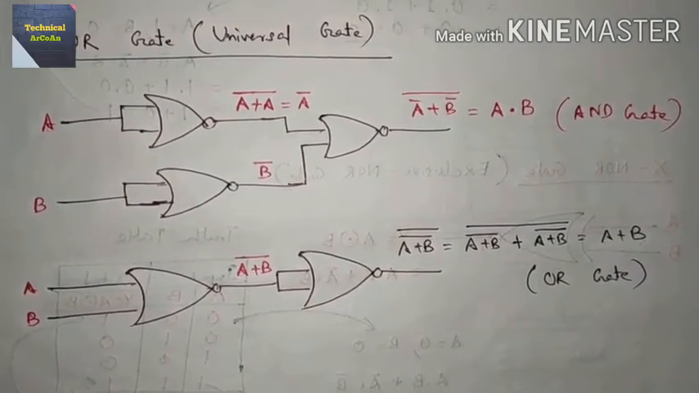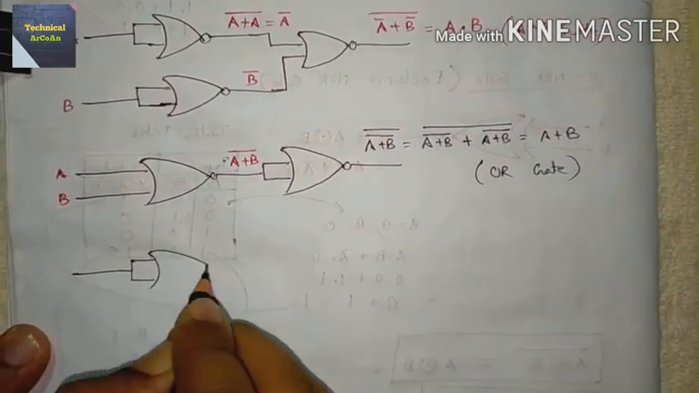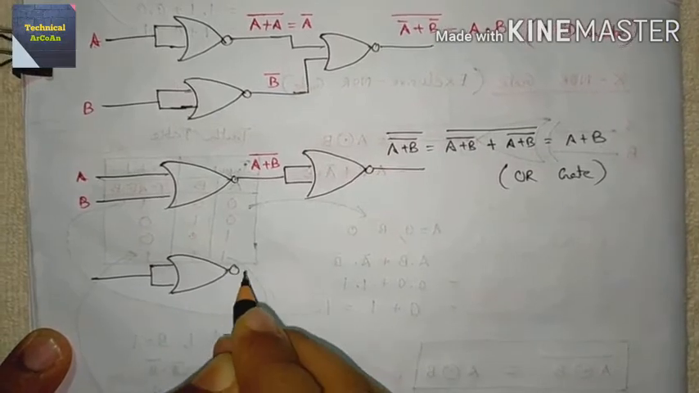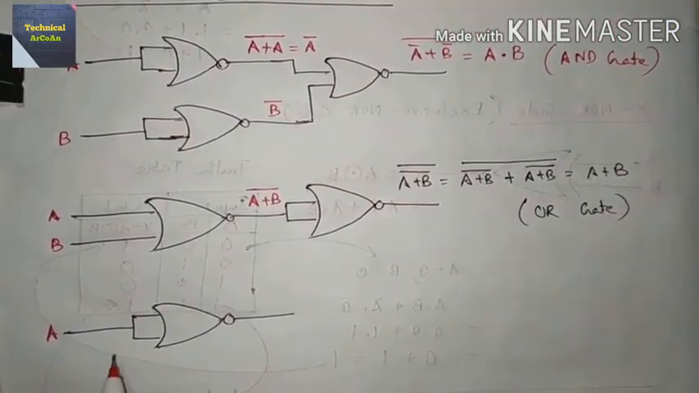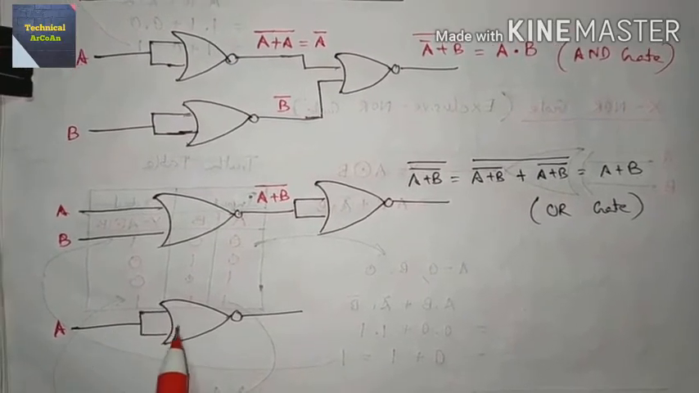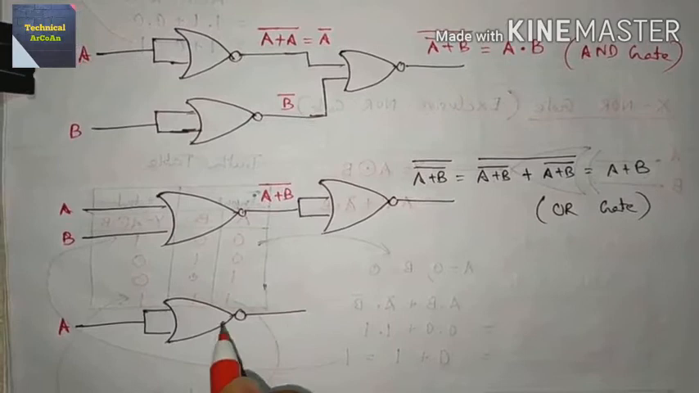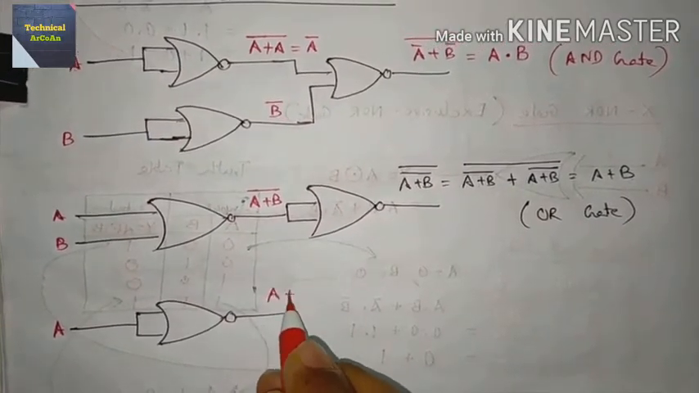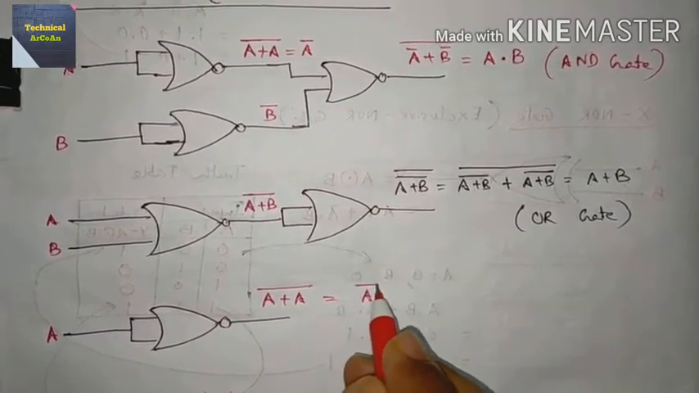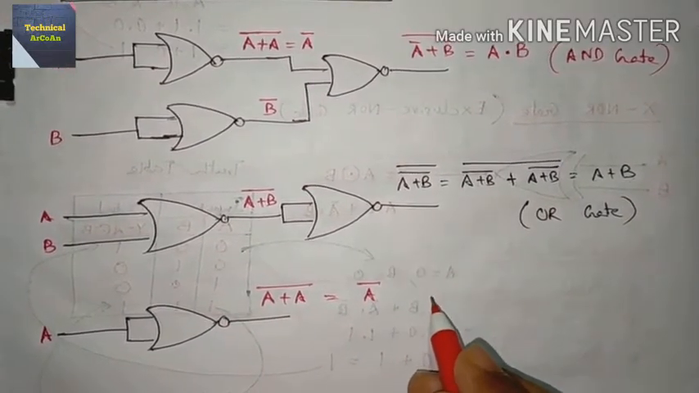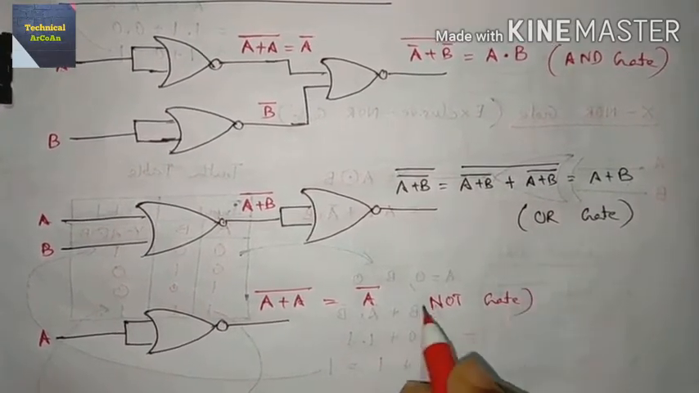Okay. Now go for the NOT gate. We first take a shorted NOR gate, meaning the inputs are shorted, both inputs are A in that NOR gate. So what will be the output? A plus A whole complement. Now A plus A means A, and the complement is given. So A complement means it is what gate? It's a NOT gate. Okay.